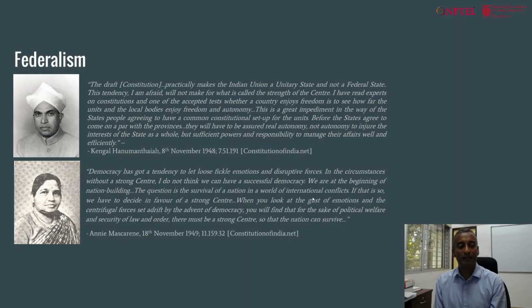The third debate that we will spend a little bit of time and attention on is the debate on federalism. Once again on federalism, there were sharply divergent views about the nature of the balance of power between the central government and the states. Kengal Hanumantaya in the first excerpt says, if you compare the Indian constitution to other constitutions, there seems to be a lack of freedom and autonomy to the states. We seem to give the central government too much power and allow them to make decisions that might over a period of time undermine the states.